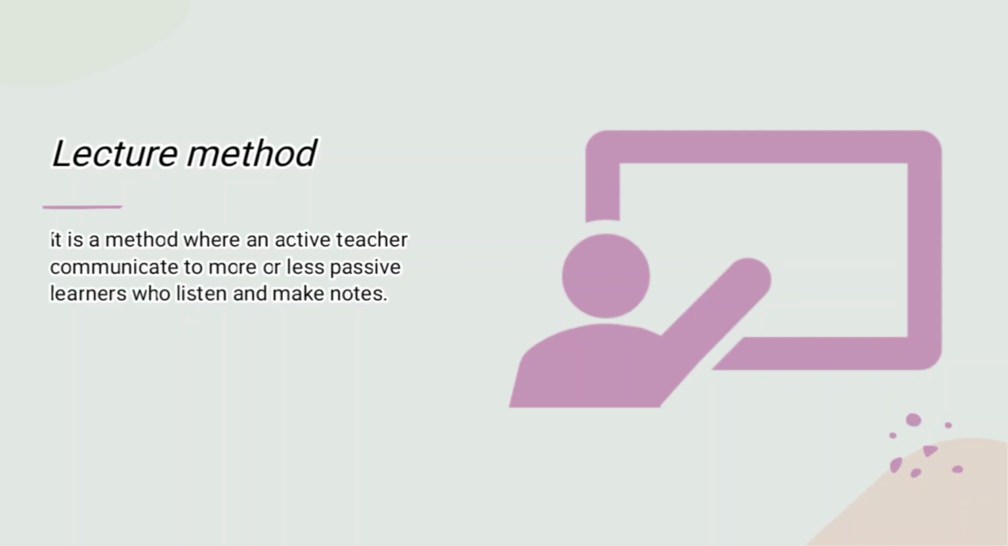We shall start with lecture method. Lecture method is a method where the active teacher communicates to more or less passive learners who listen and make notes. So in lecture method, the teacher is the one talking and students are taking notes and listening to what the teacher is saying. So the teacher is more active than the learners. The learners, we can say, are passive. That is a lecture method.